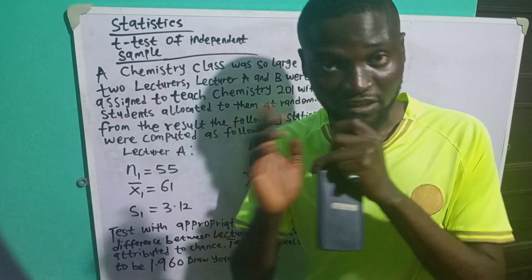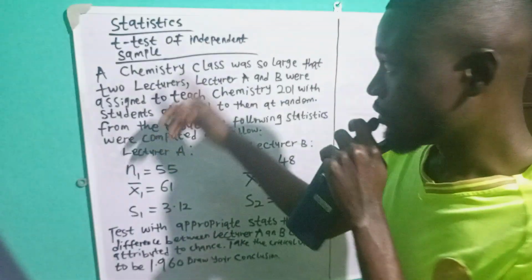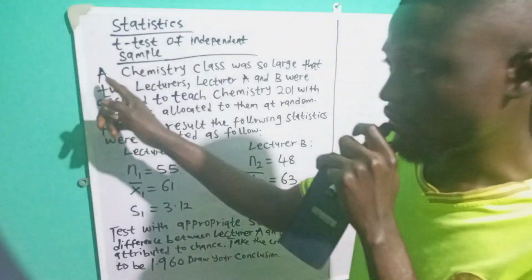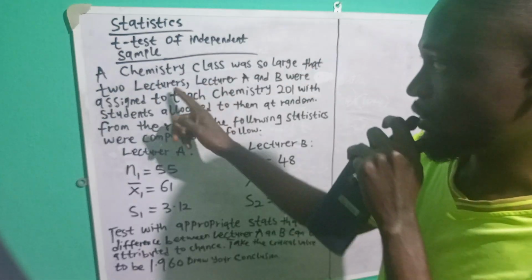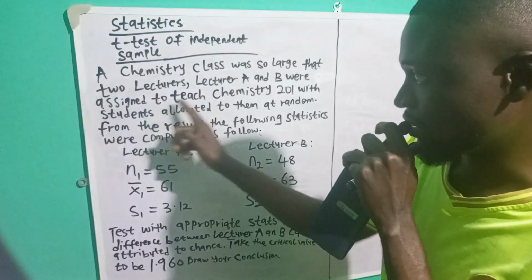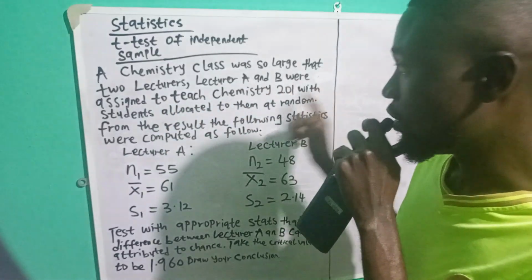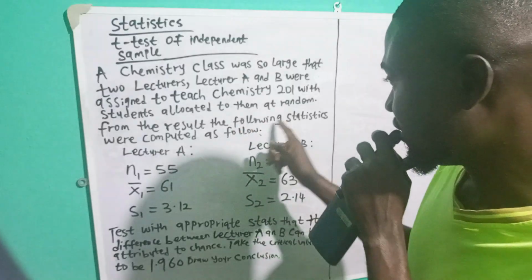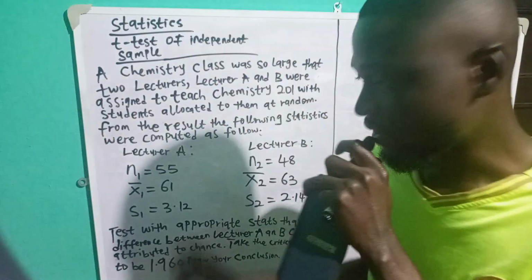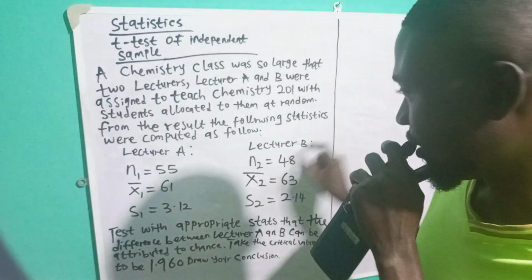Hello everyone, let us talk about t-test of independent sample. T-test of independent sample. Let's look at the question. It says a chemistry class was so large that two lecturers, lecturer A and lecturer B, were assigned to teach Chemistry 201 with students allocated to them at random. From the results, the following statistics were computed as follows. Look at lecturer A and look at lecturer B.